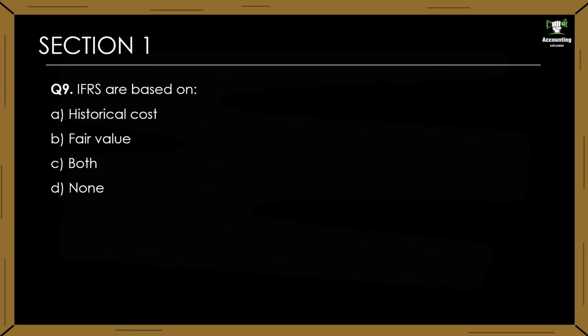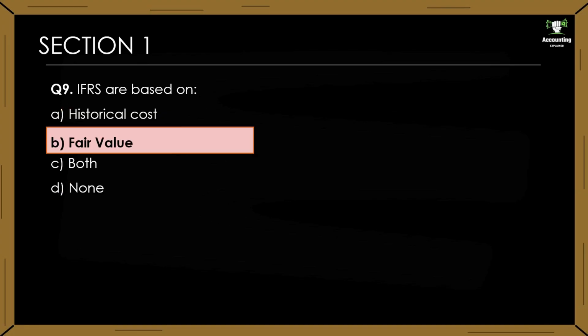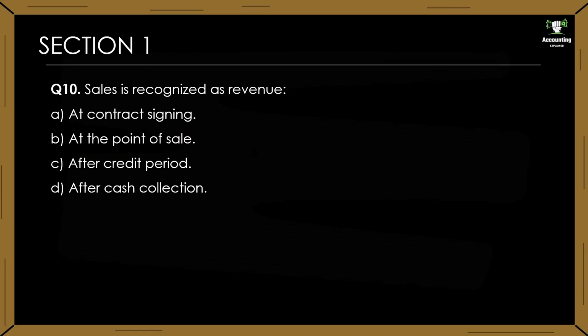IFRS are based on A. Historical cost, B. Fair value, C. Both, D. None. IFRS or International Financial Reporting Standards emphasize fair value to represent a more realistic picture. So, the best answer is B. Fair value.